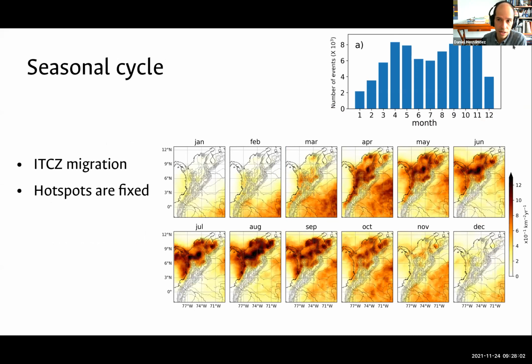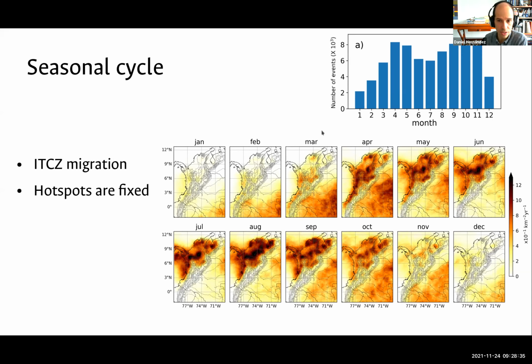What about the seasonal cycle? So this would be the distribution of all the events within the entire region, and then you see them here by month. And what you can clearly see here is the ITCZ migration. So it's very clear that you have the southernmost position of the ITCZ here at the beginning of the year, and then it goes north towards the boreal summer, and then again goes back south. So you really see that migration of the ITCZ, which is known to define the seasonal cycle of precipitation in this area.